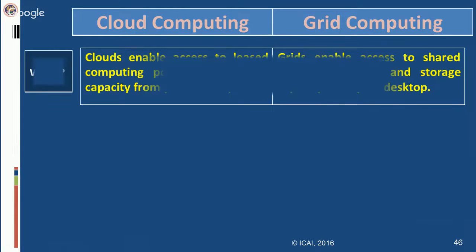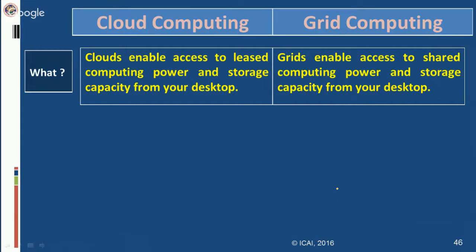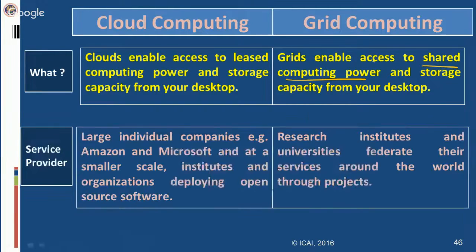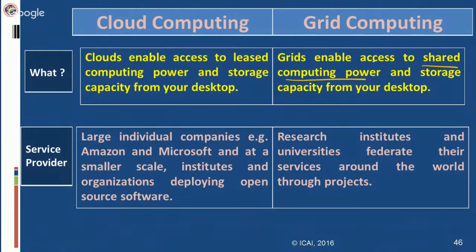So the major differences between cloud computing and grid computing are: Clouds enable access to least computing power and storage capacity from your desktop, whereas grids enable access to shared computing power and storage capacity from your desktop. Service providers in cloud computing are large individual companies, Amazon, Microsoft, and at a smaller scale, institutes and organizations deploying open source software. Whereas in grid computing, the research institutes and universities, they federate their services around the world through projects.